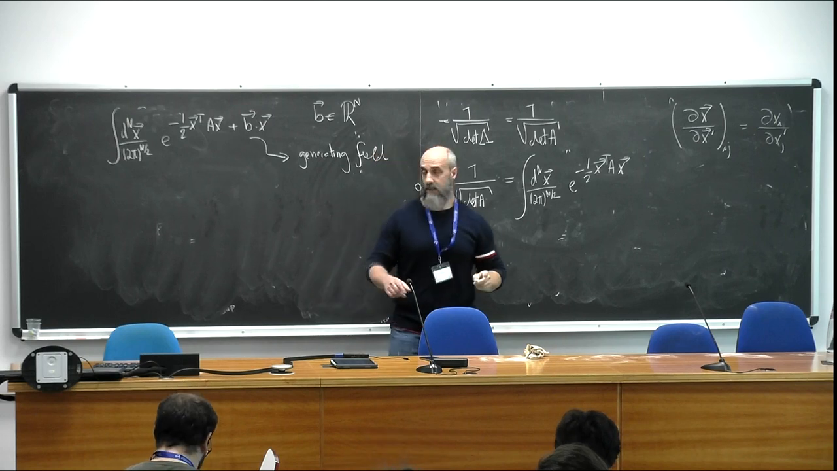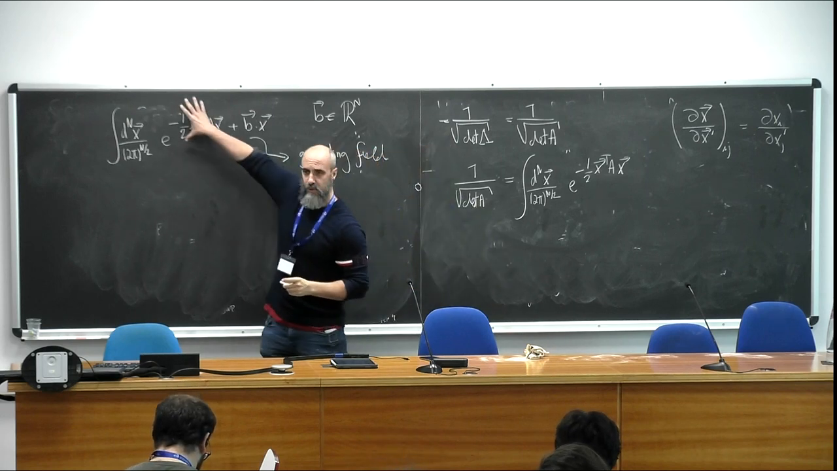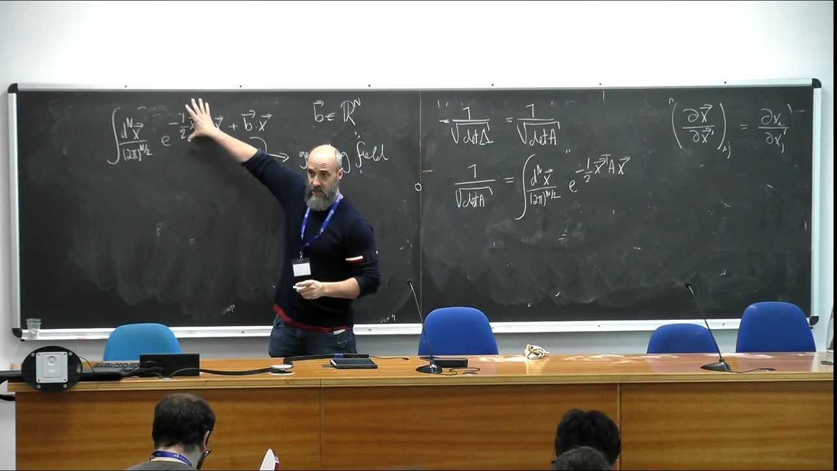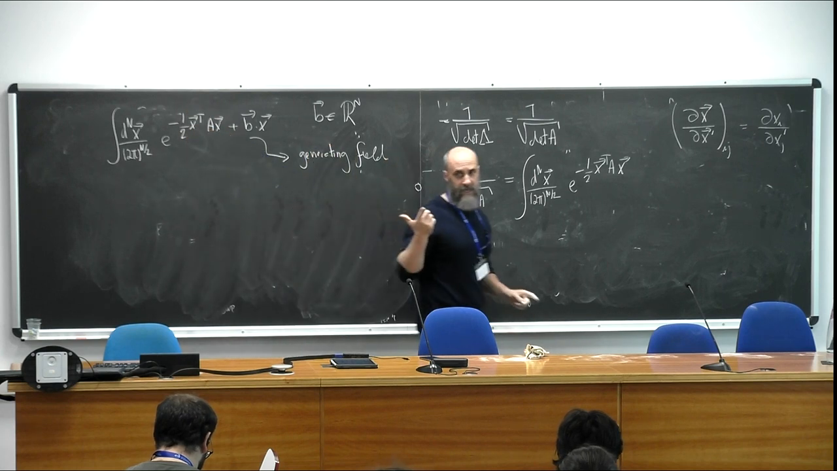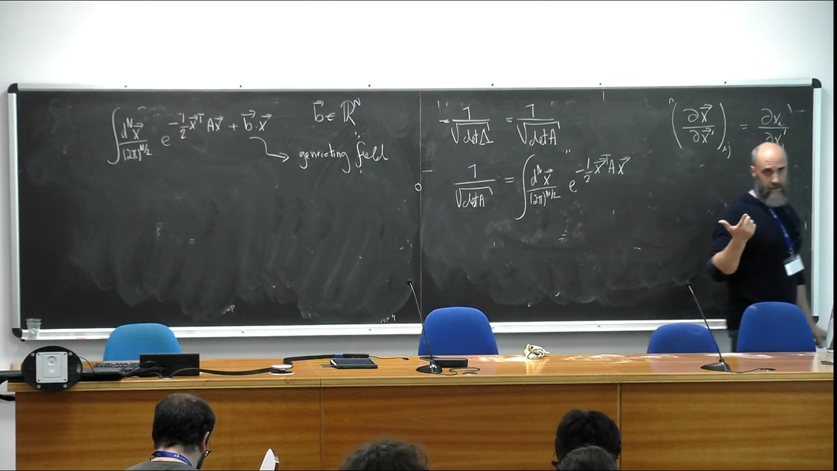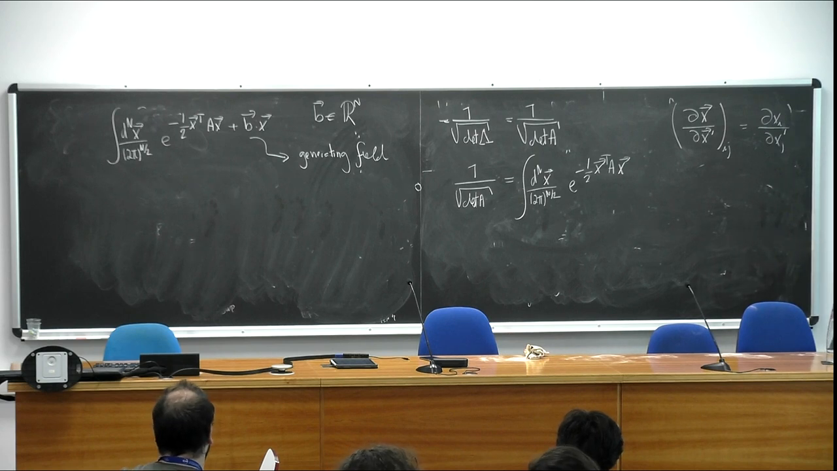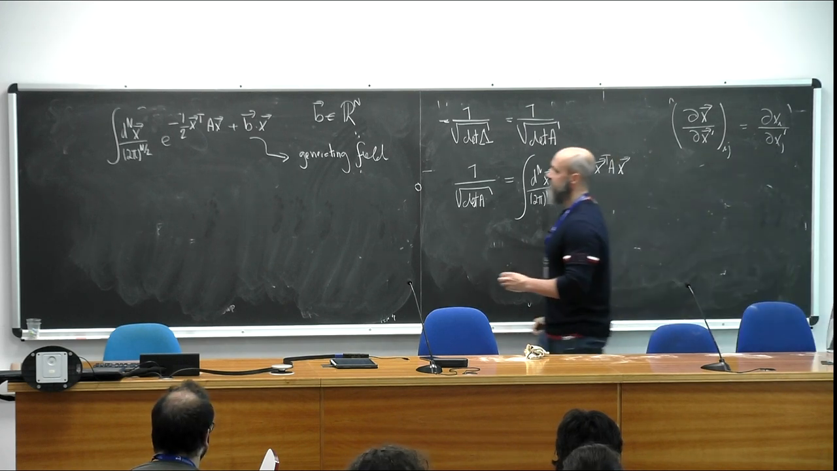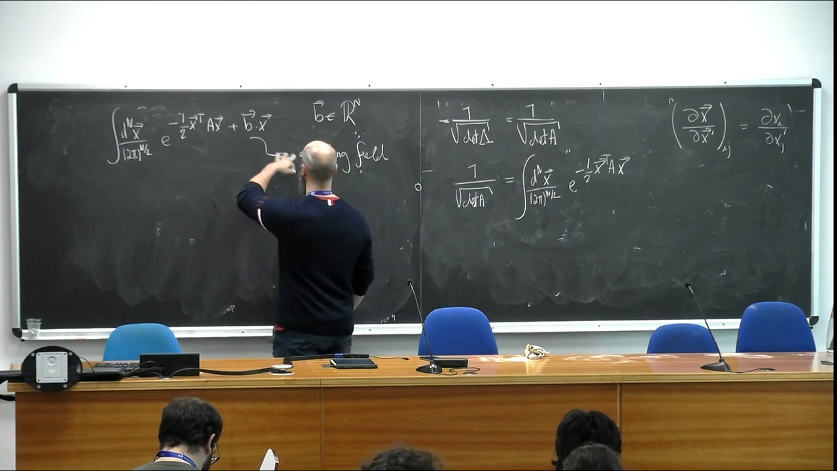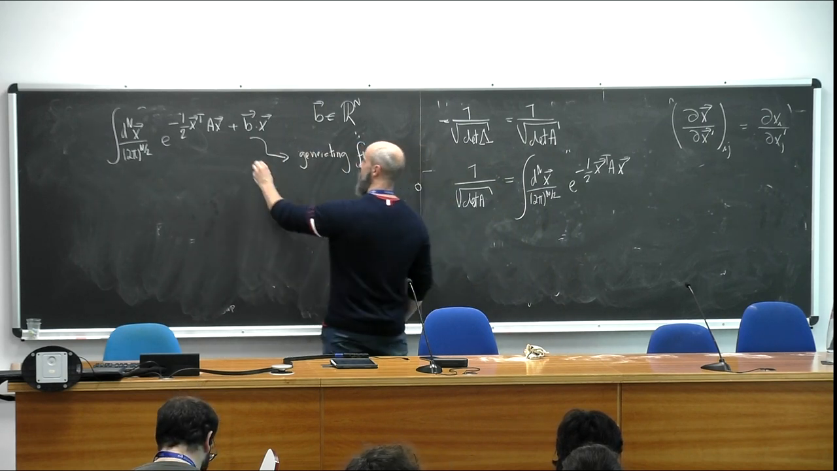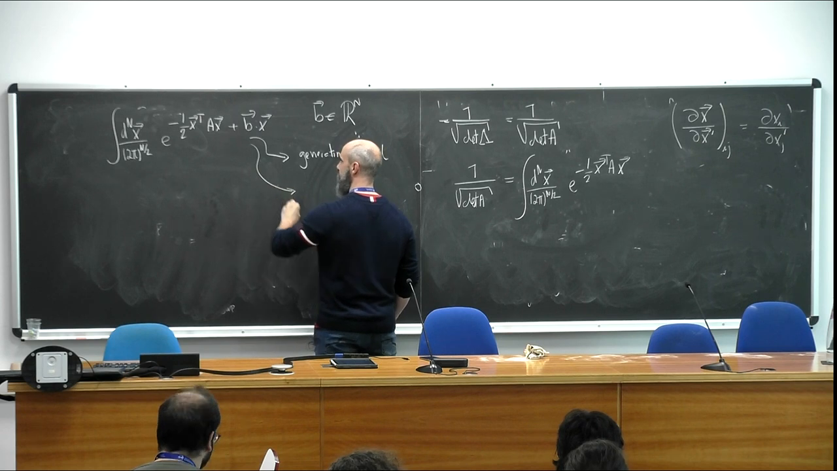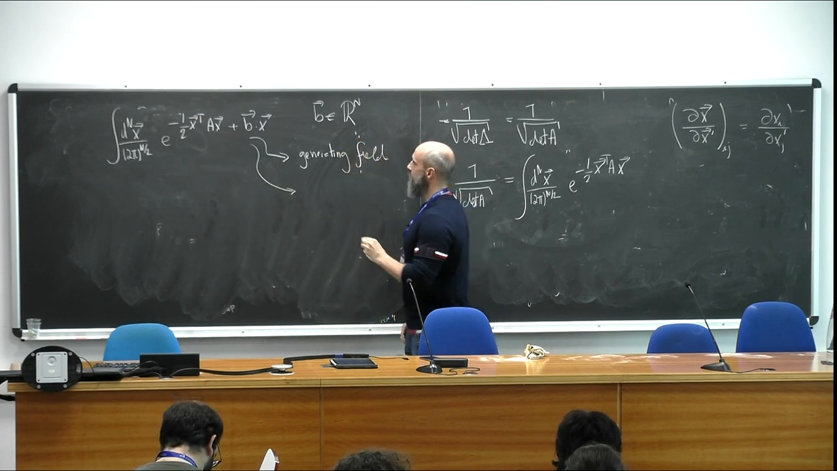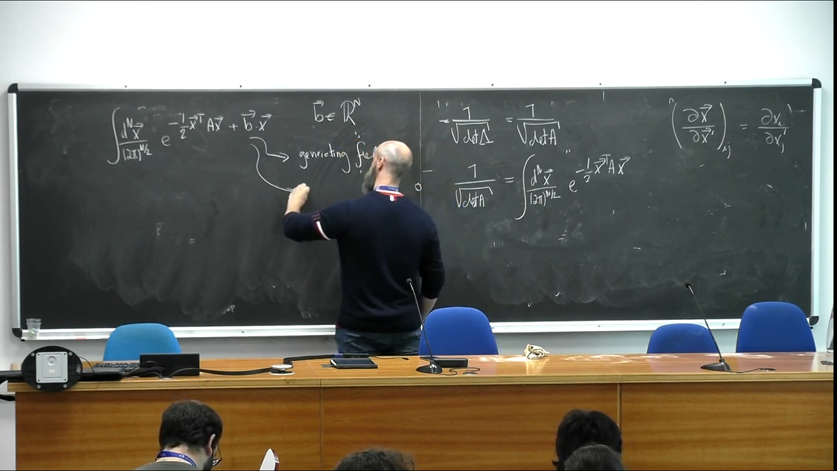Or in probability theory, this would be a measure, a Gaussian measure. So this is the moment generating function. It's as simple as that. And the logarithm of this would be the cumulant generating function. From one point of view, from physics, it's a generating field. And in probability, this would be the field or the variable that generates moments.